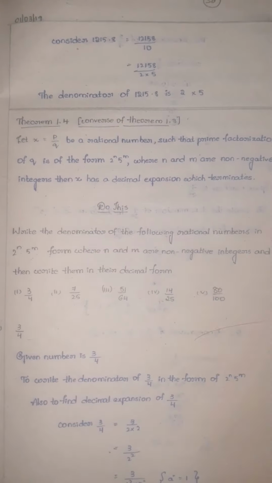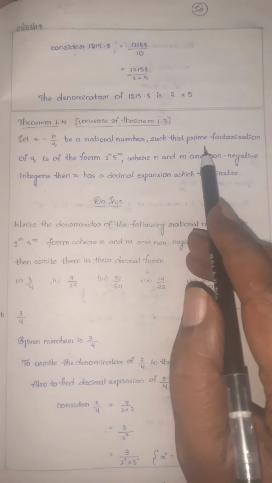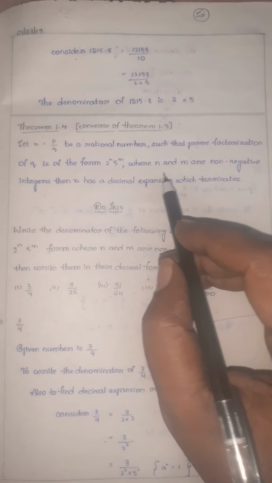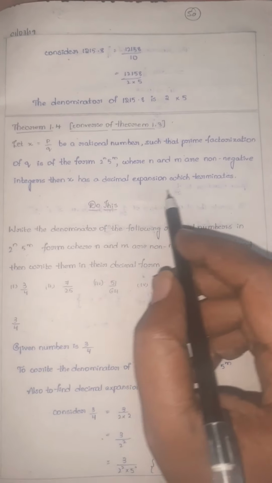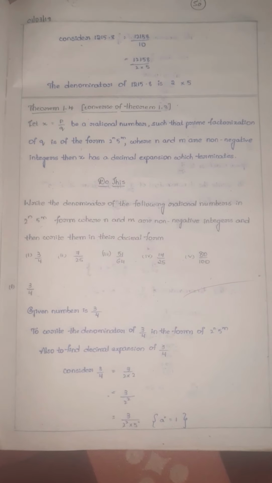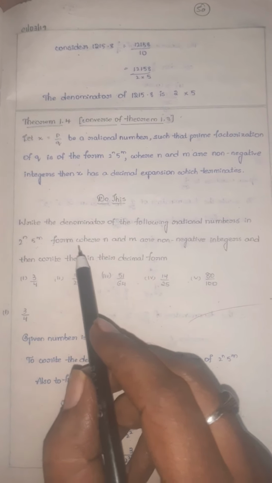So what is the statement, children? Let x equal p by q be a rational number such that the prime factorization of q is of the form 2 power n into 5 power m, where n and m are non-negative integers. Then x has a decimal expansion which terminates.